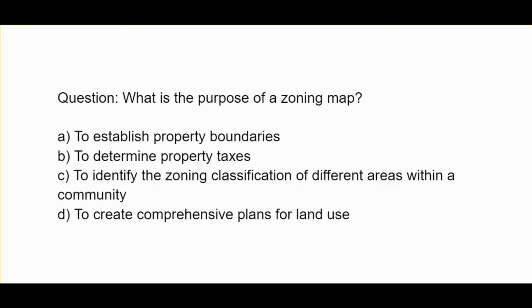What is the purpose of a zoning map? A, to establish property boundaries. B, to determine property taxes. C, to identify the zoning classification of different areas within a community. D, to create comprehensive plans for land use.